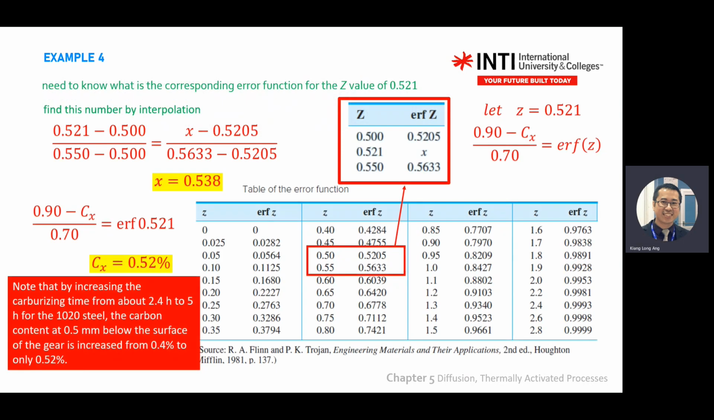So here you're comparing the result between example 3 and 4. You can see that when you increase the time from 2.4 hours to 5 hours, the carbon content below the surface increased from 0.4 to 0.52. You expose the metal to more carbon environment, the concentration on the surface will increase. Okay.